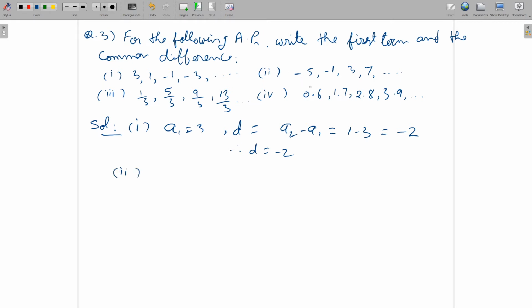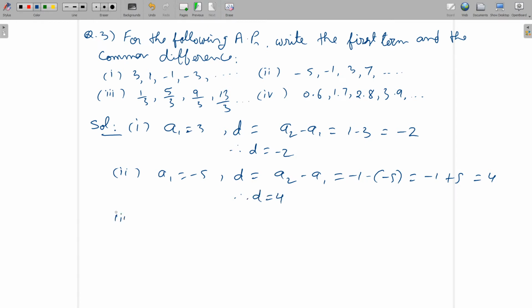Next one, the second part of this. The first entry is always A1. Since this is an AP, A1 will be minus 5. And what is D? D equals A2 minus A1, that is the difference of the second and first term. So minus 1 minus minus 5. That will give us minus 1 plus 5, and that will become 4. Therefore D equals 4.